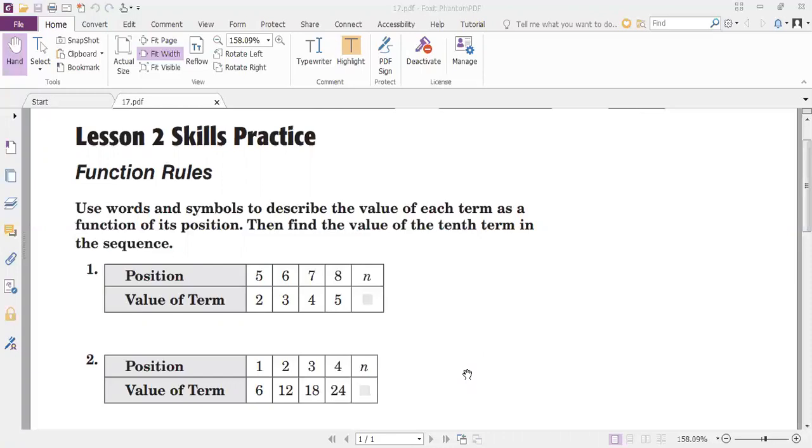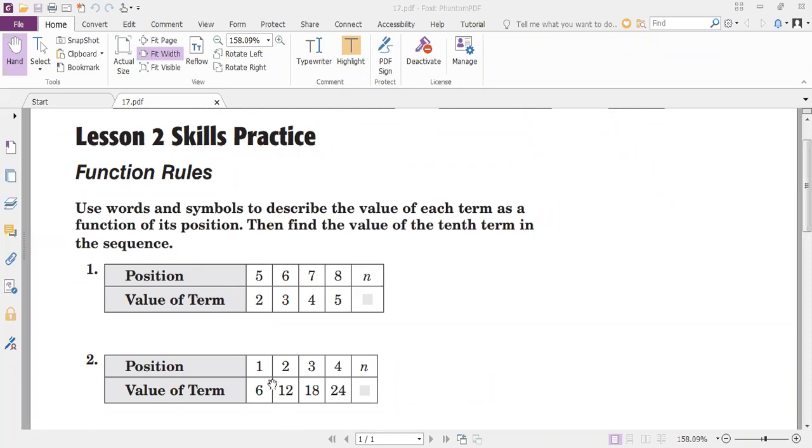Okay. I need to ask another question. If the order of this term is 10, what is the value? The value would be 6 times 10, so it would be 60. Excellent, Khalid. It will be equal 60 only.